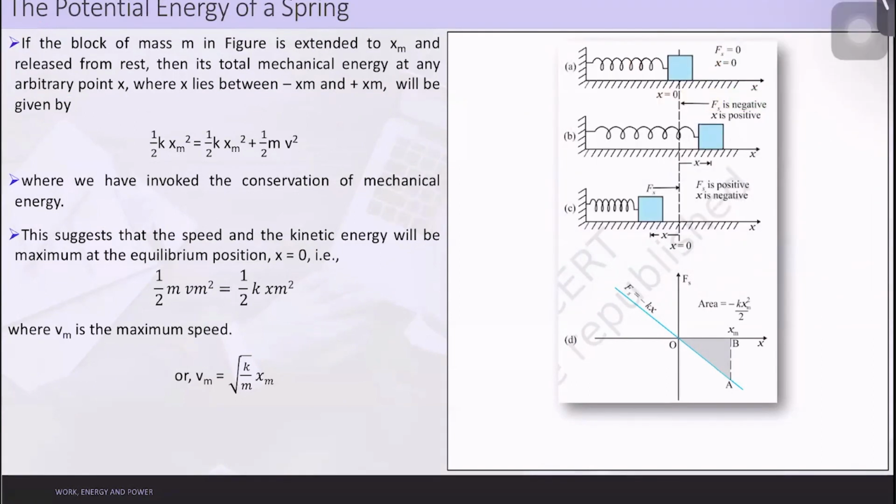We cannot say anything regarding other portions. As it is a conservative force, we can directly apply the total mechanical energy concept at any of these locations. So what can we say? The total mechanical energy at the position xm is half k xm square, which is equal to half k x square plus the kinetic energy at this location, half m v square, where we have invoked the conservation of mechanical energy. This suggests that the speed and the kinetic energy will be maximum.